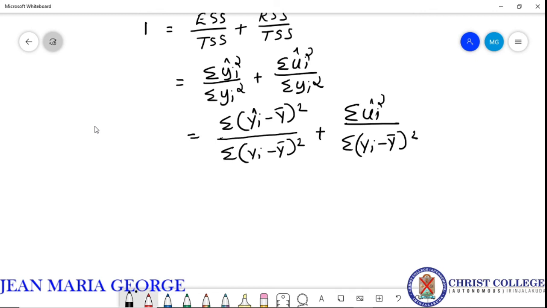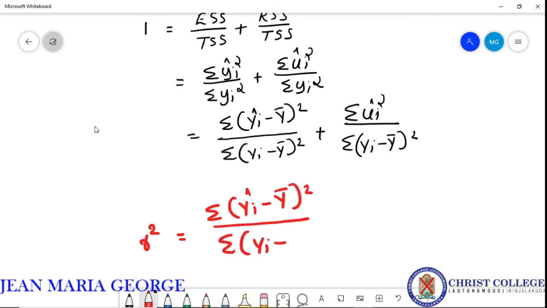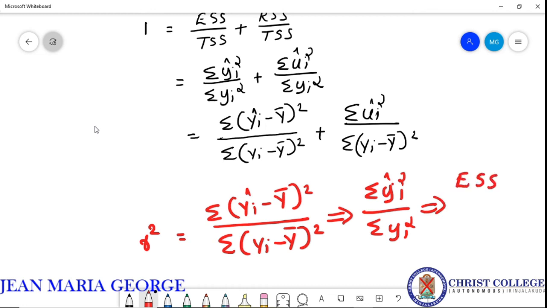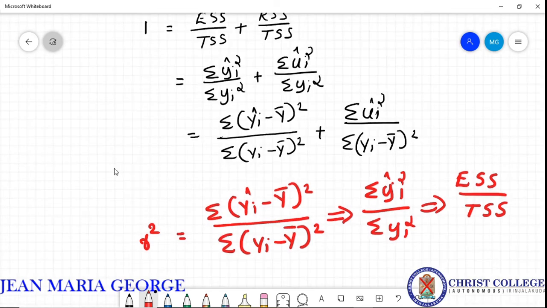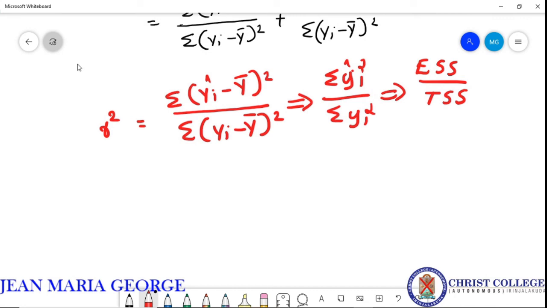Now we can define our r square is equal to sigma (yi hat minus y bar) whole square divided by sigma (yi minus y bar) whole square, or this is nothing but sigma yi hat square divided by sigma yi square, or it is our ESS divided by TSS. So this is the definition for r square value, which is the ratio of explained sum of square to total sum of square. The quantity obtained by dividing explained sum of square by the total sum of square is called coefficient of determination r square, and this r square value is the commonly used measure of goodness of fit of any regression line.